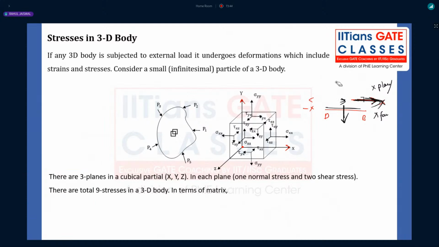Now, when you take the total number of stresses, then what will you say? The total number of stresses will be 9. How will it be 9? Because when you write the 3D stress matrix, what will be there? Or let me write on a separate page. Now, just wait.